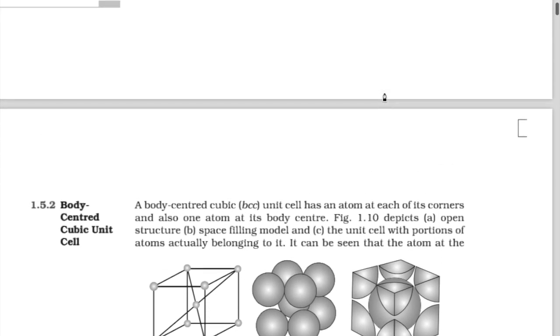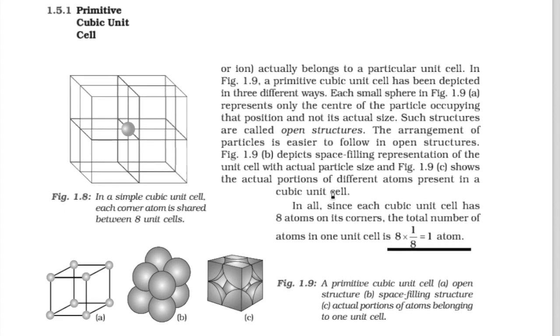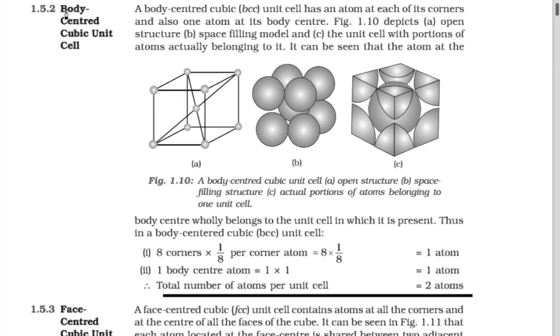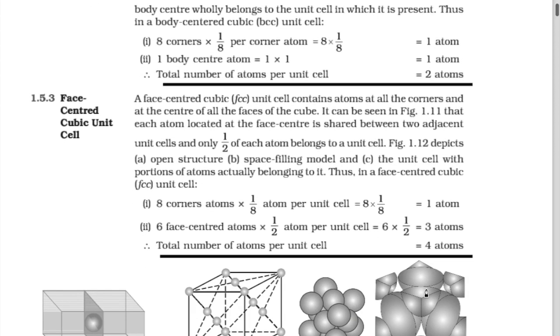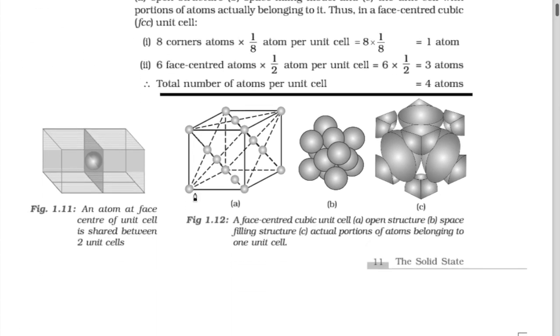Let's revise the topic. The number of atoms present in a primitive cubic unit cell is 1 atom. The number of atoms present in a body centered cubic unit cell is 2 atoms. The number of atoms present in a face centered cubic unit cell is 4 atoms.